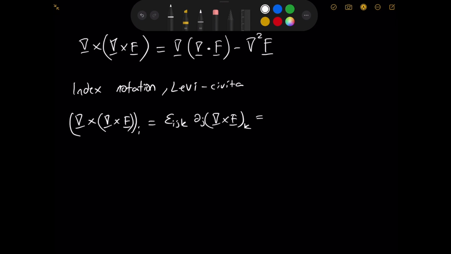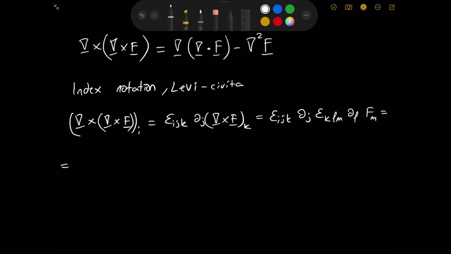Okay, moving on. Now we have epsilon ijk, del j, and then we want to expand this using epsilon and similar stuff. So it's going to be epsilon, well, we have k, but the other two indices will be different. So it's going to be klm. Now we have the lth component of the first one, which is del l, and then the mth component of the second one, f m.